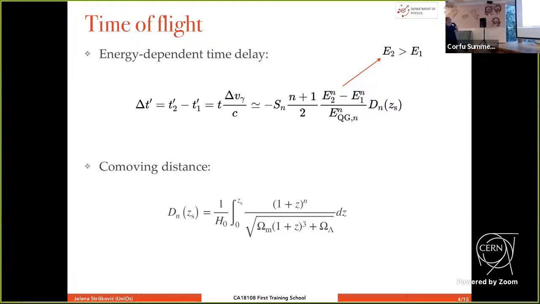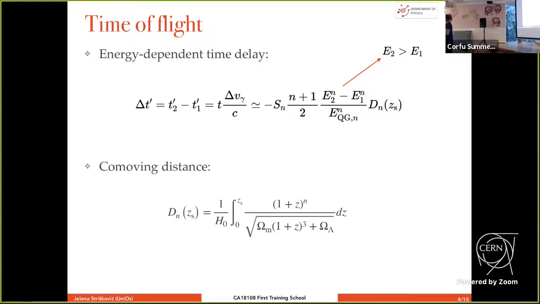What I use later, you also saw this equation. So we have two photons of energy E2 and E1, and they are simultaneously emitted from our source. And if this modified dispersion relation is true, then they reach the observer at different times because they have different energy dependent times of flight.